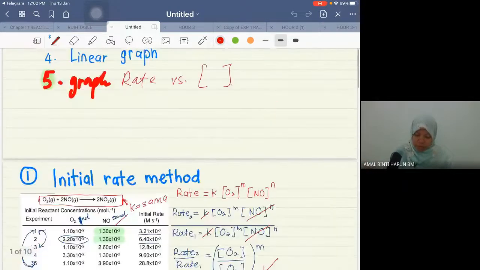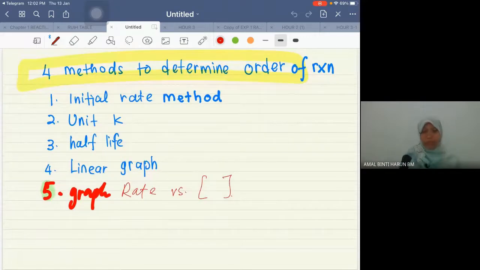Okay, sebenarnya ada 5 cara untuk kita tahu, 4 cara lah. Tapi yang kelima pun boleh lah. So there are 5 methods to determine the order of reaction. Number 1 is the initial rate method. Okay, untuk yang kita akan bincang di hour 3 ni.